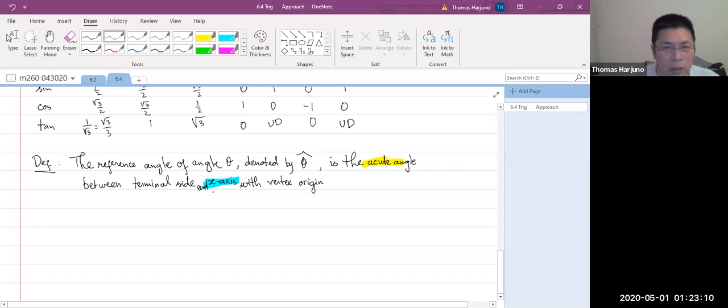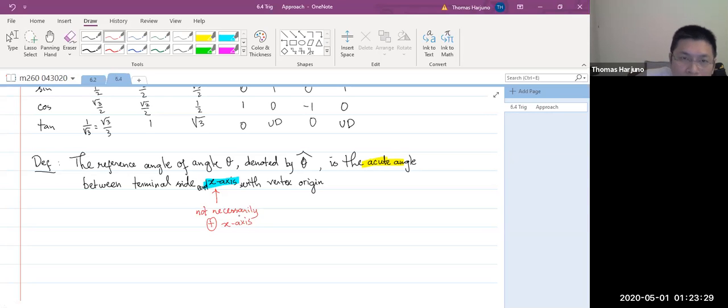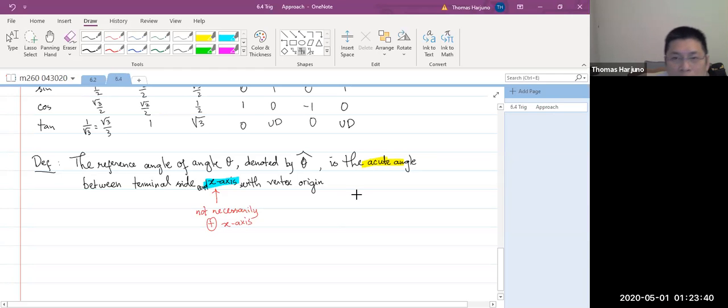Not necessarily the positive x-axis, as opposed to the standard position. For standard position, the vertex is the origin, it has to be the positive x-axis, and it has to be counterclockwise, okay? But reference angle, no. As long as it is an acute angle to any x-axis, positive or negative x-axis. Now, let's see what's that.